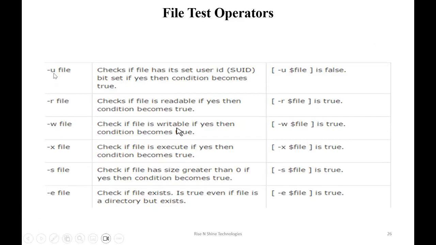And -u to check the user ID. And -r, read permission: is it having the read permission or not? And -w, is it having the write permission? If it is having the write permission, then it returns true. Otherwise, it is false. And -x: is it having the executable permission or not? And for strings, how are we working that? Is it an empty string, or does it have any length or not? How are we using -z and -n?